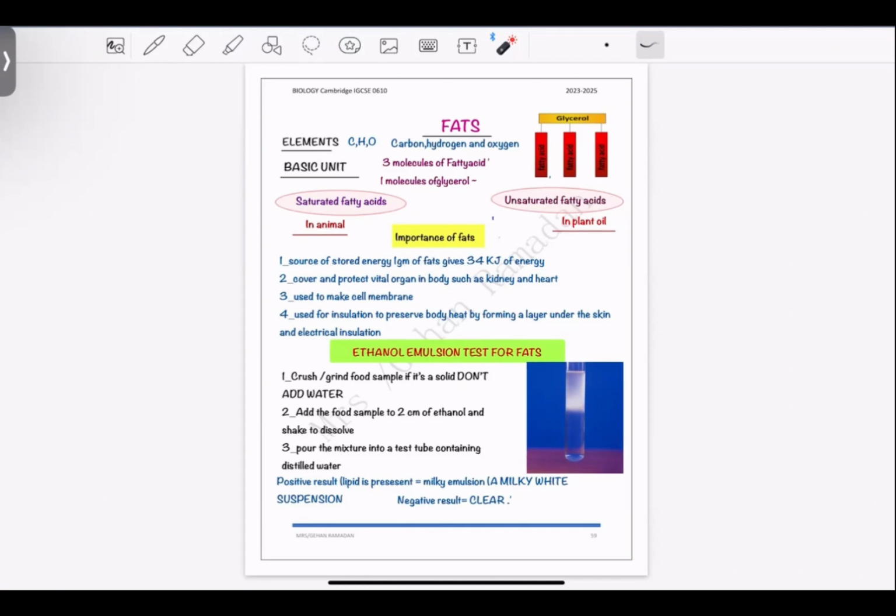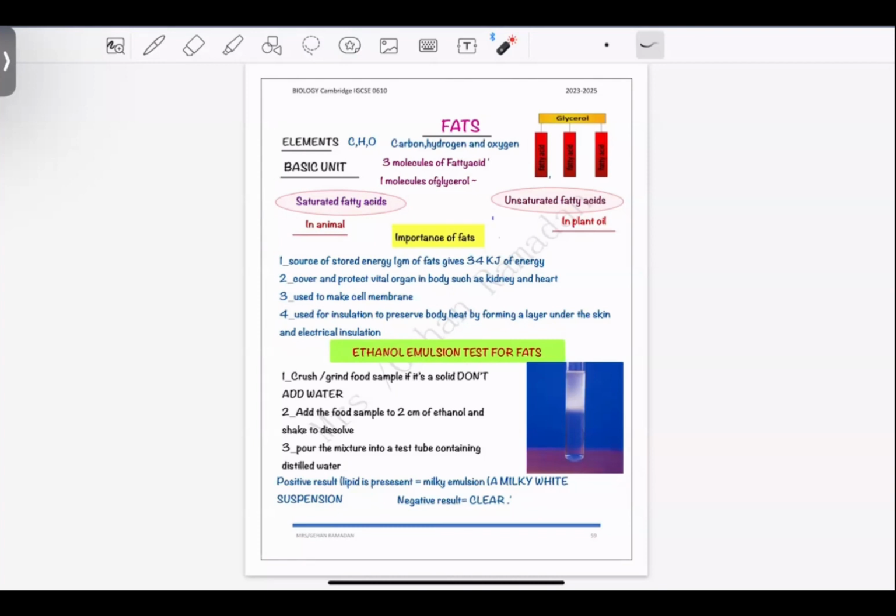Who can tell me which test is the only test that needs heating? It was reducing sugar. Yes, the Benedict test for testing reducing sugar. Excellent. The food, as I told you, you have to make it in a solution. So if we have a powder or large pieces, we have to dissolve it in water.